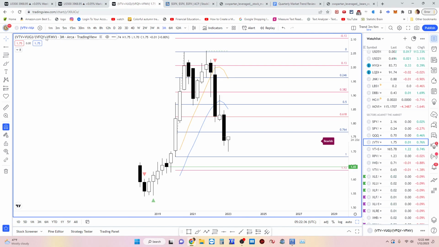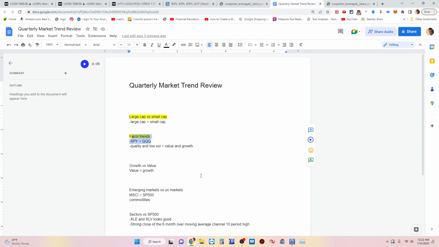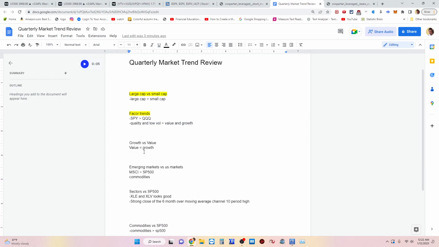So right now we're saying that quality and low vol is trending. It's doing better than value and growth, and we want it so that value and growth grows weaker and weaker until it gets here to buy. And it's right now not profitable to buy value and growth. It's profitable just to hold quality and low vol, and that trend is something that we see right now.